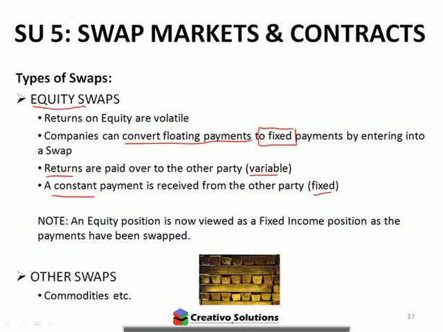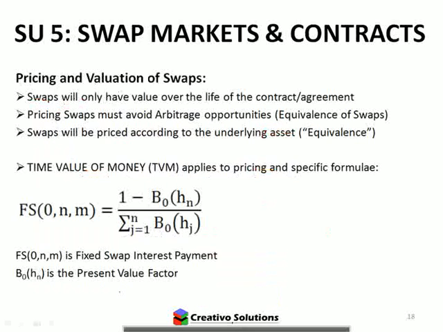Note, an equity position is now viewed as fixed income, which is a completely different chapter altogether, but you've now made equity a form of fixed income asset. Because you've fixed a set payment. Because you've swapped certain payments. Other swaps that can arise: commodities, and others.